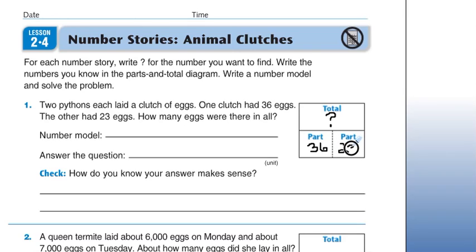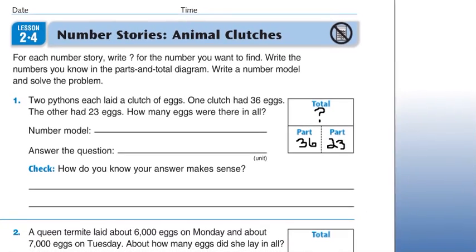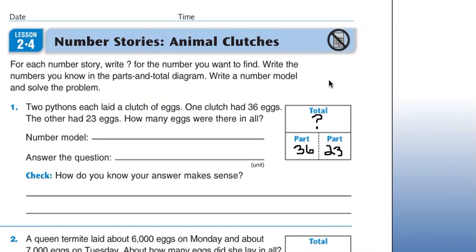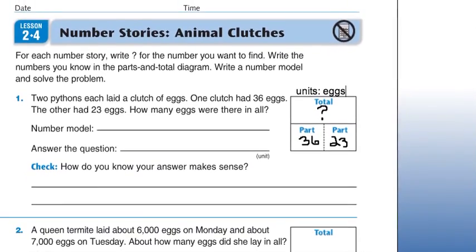We also need to do one other thing after you have written that down, and we need to keep track of our units because all numbers have a unit. So here we're talking about eggs. I'm just going to write above my parts and total diagram, units, eggs. And you should do that too because we'll need that when we go ahead and answer the problem. All right, we'll go back and check in on our sheet and see how we're doing.